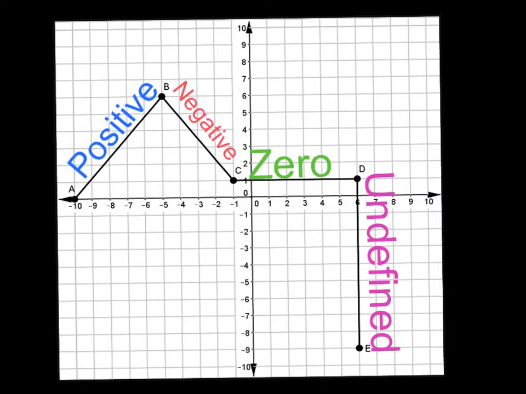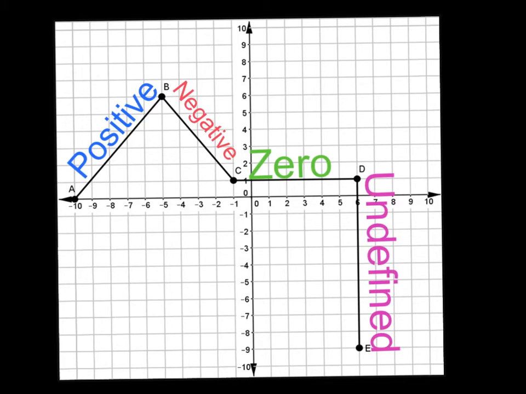When we talk about slope, we have positive slopes, negative slopes, zero slopes, and undefined slopes. Positive slopes go up from left to right. Negative slopes go down from left to right. Zero slopes are horizontal lines, and undefined slopes are vertical lines. These are the words that should go on that little graph that you have.